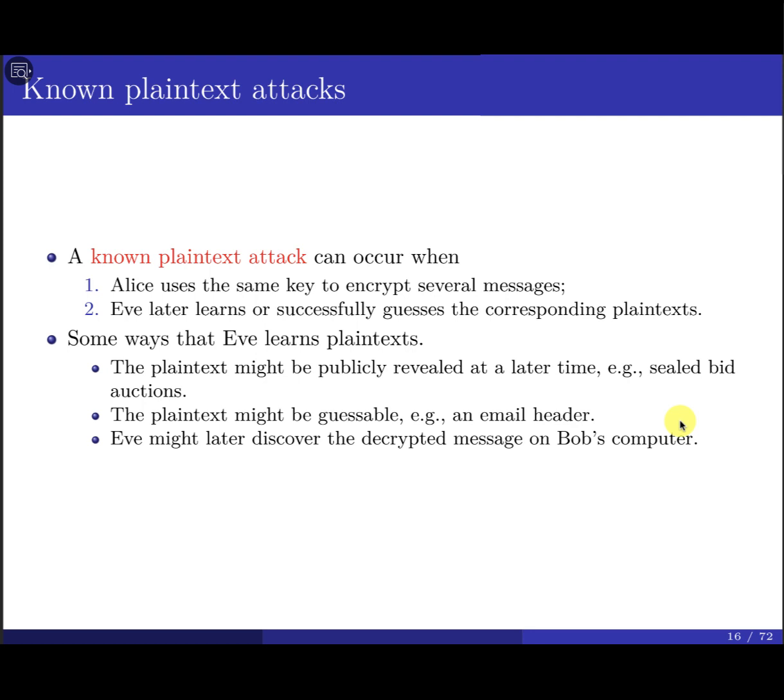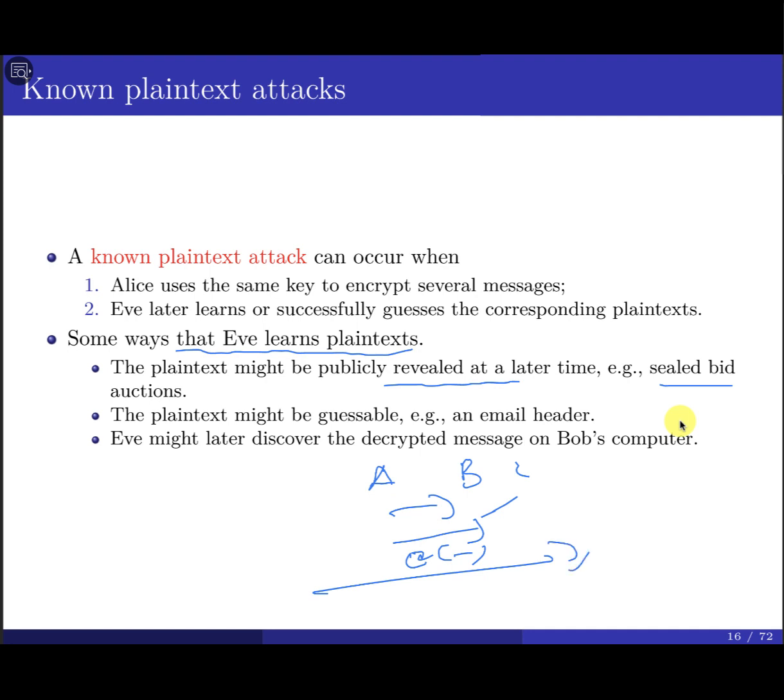Okay? There's another way you can learn the plain text. It might be, for example, publicly revealed. Say you have a sealed bid in an auction. For example, A, B, C communicate, and for security, the highest bid is encrypted, so I cannot tell. Then after the auction is over, they release that the highest bid was, for example, $1,000. So I can say, okay, this is the ciphertext, and this is the plain text associated with it.